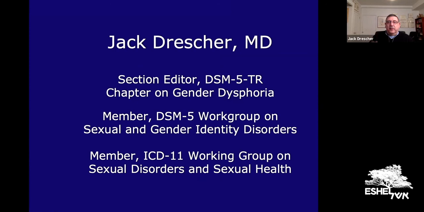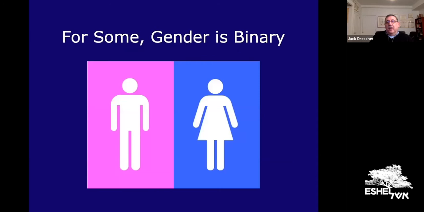As Carrie said, I worked on the DSM-5 that came out in 2013. I also worked on the World Health Organization's ICD-11, which came out in 2019. We're now revising the DSM-5, and I'm the section editor of the chapter on gender dysphoria. I'll start by talking about the idea that, for most people, gender is binary.